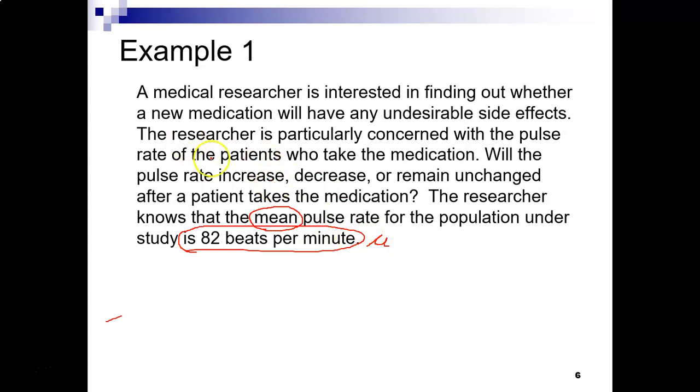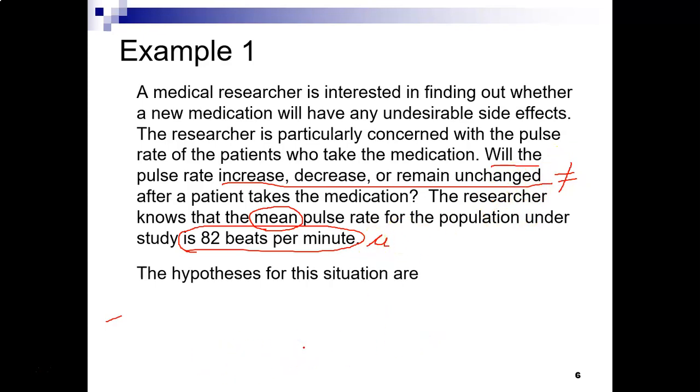Okay, now let's go back up and see what else it's asking. Will the pulse rate increase, decrease, or remain unchanged? That sounds like we don't know what it's going to do, so that signifies just a change. So we're going to say it's not equal to that value. So our H0 is mu is equal to 82, and HA is mu does not equal 82.